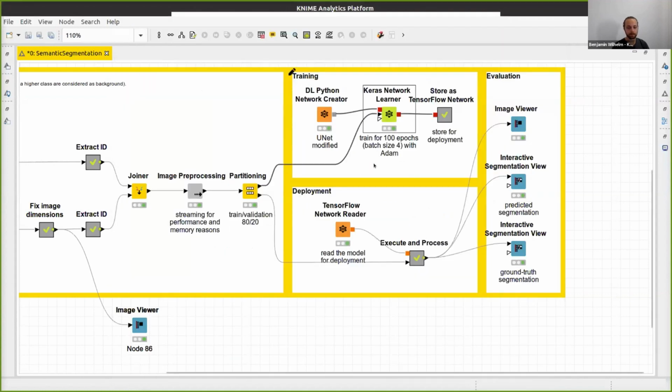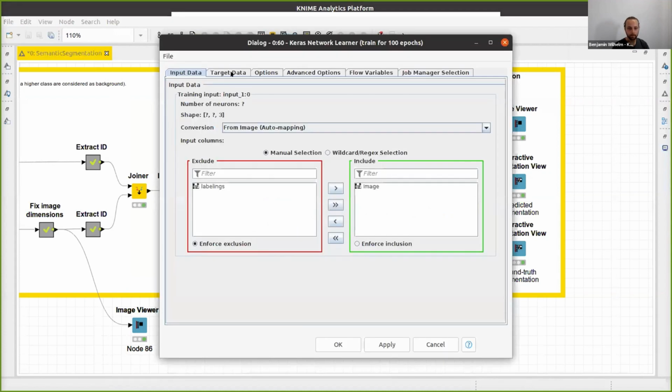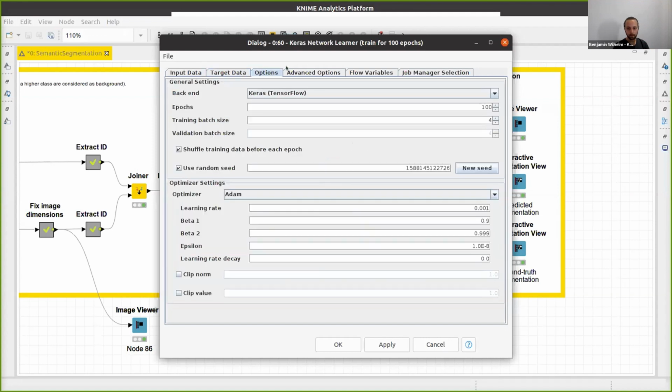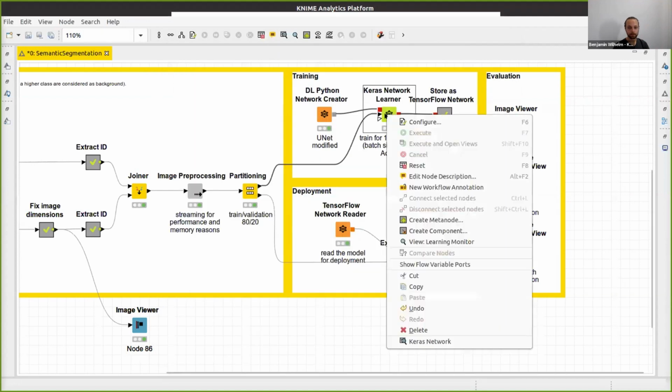Okay, this UNet is then trained in the Keras Network Learner. We just use the image as the input data, and now we have another image as the target data. So the labelings are target data, but they are just one-hot encoded values for each pixel. And we use the Adam optimizer, batch size of 4, and train for 100 epochs.